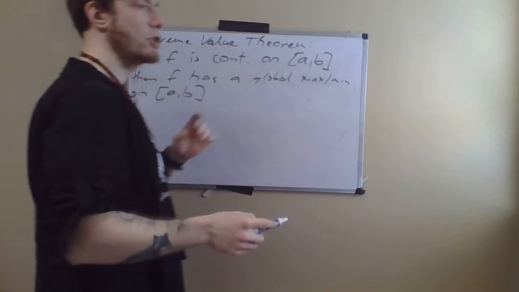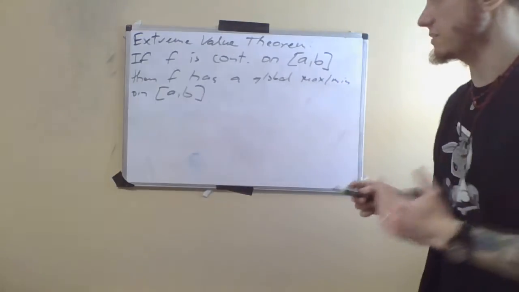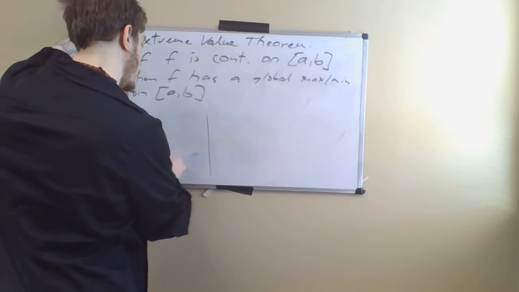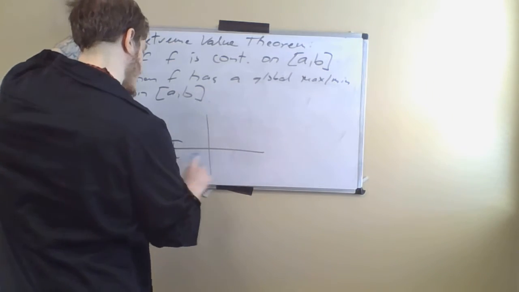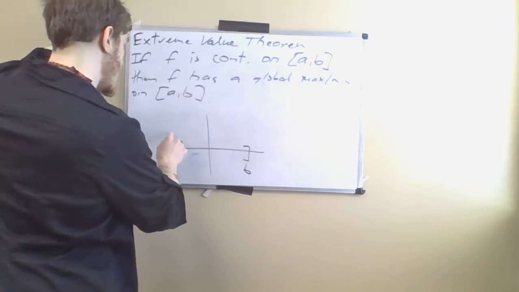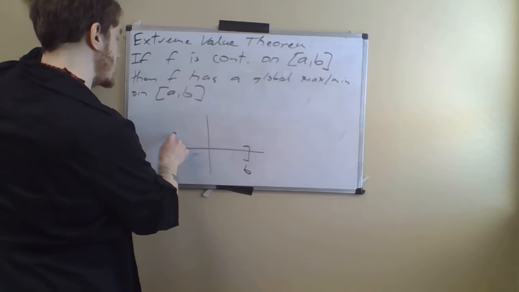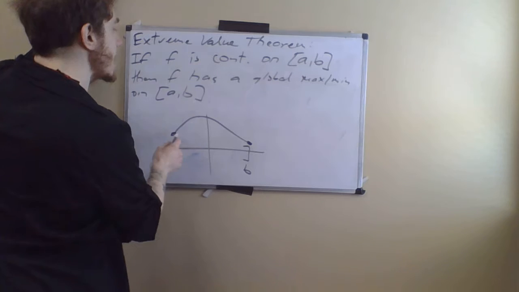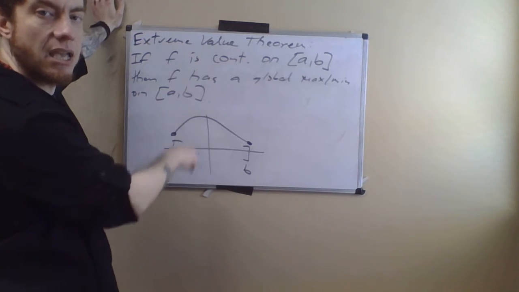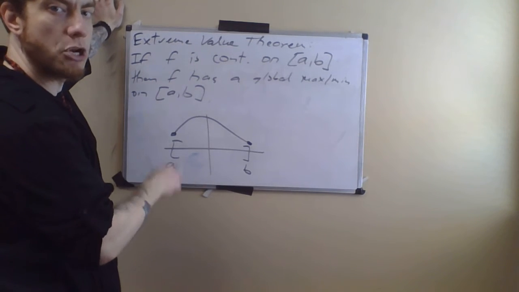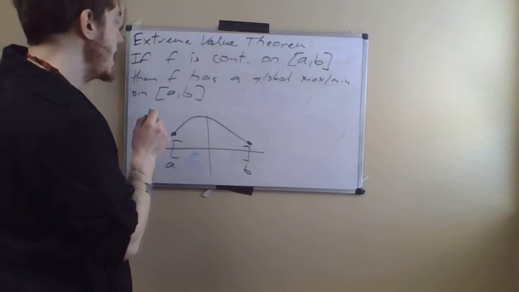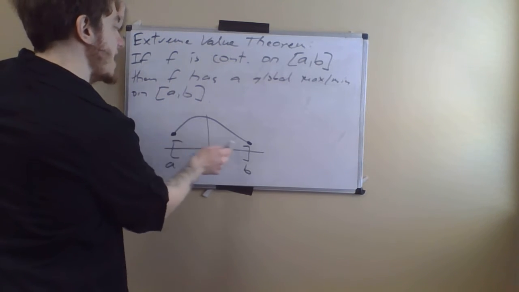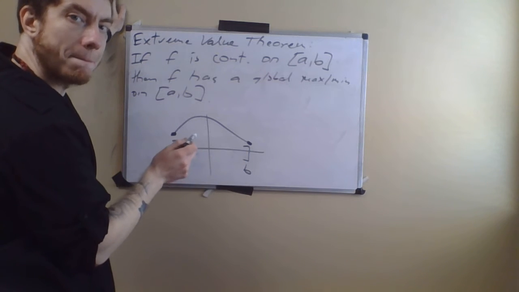Now, intuitively, the reason for this is the following. If I have a closed interval from A up to B, and my function is continuous, then I can't just go off to infinity up or down, because it would no longer be continuous. And also because this is a closed interval, I have to actually hit my endpoints.